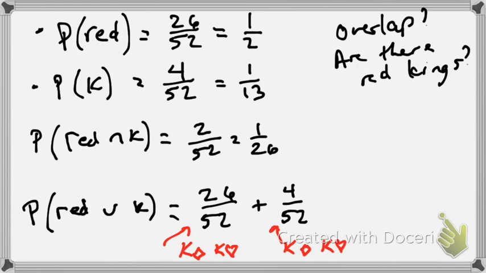Because if I counted the 26, then I shouldn't be counting the 2 red kings here, or vice versa. So what I'm going to do is subtract however many red kings are in the deck, which is 2 out of 52, and that will leave me with my final answer, which is going to be 28 out of 52. If you think about that, there's 2 black kings, right? So there's 26 red cards and 2 black kings, so 26 plus 2 is 28. That gives me my 52 total. Okay? So those cards have been counted twice.